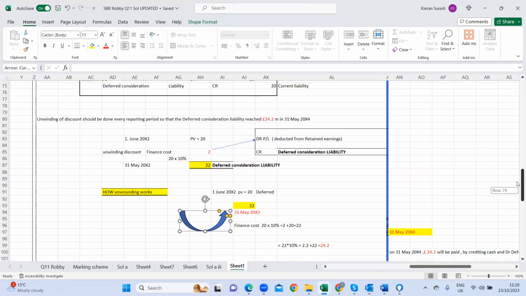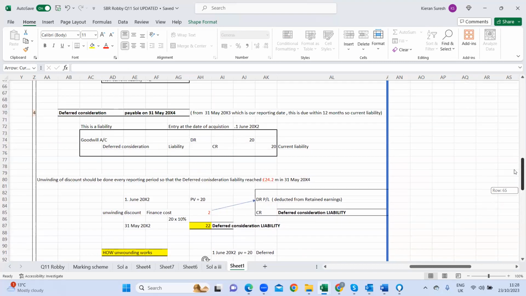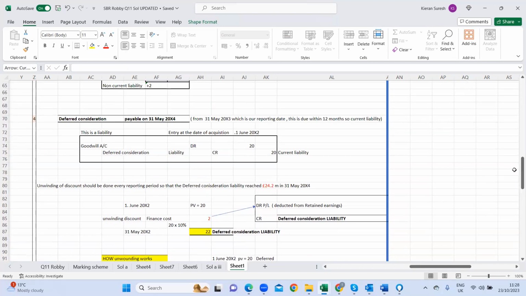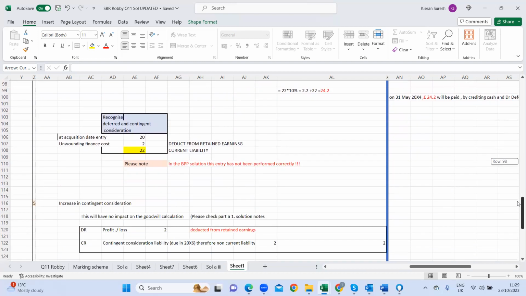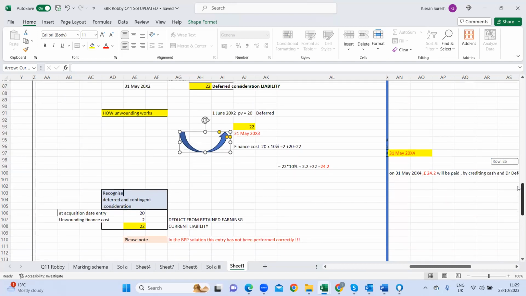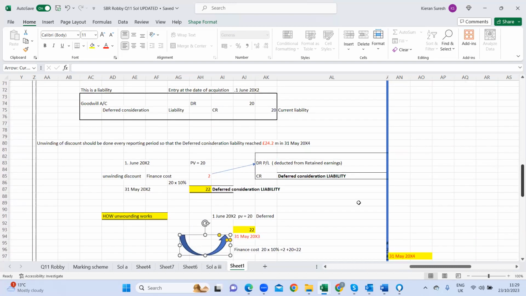So we know we just reached 1 year gone. So that 1 year of 10% needs to be unwound. Unwinding means I should be increasing my liability, right? Or I can write the double entry, just like it's here, right?